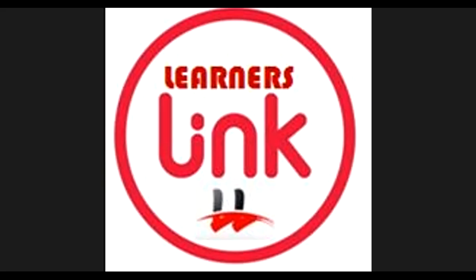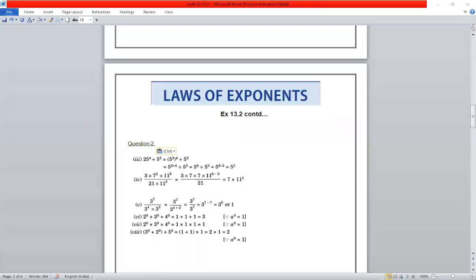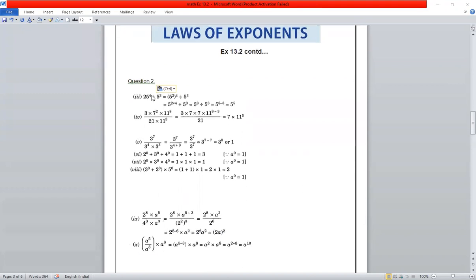Hello everyone, welcome back. In our previous session, we started exercise 13.2 and solved a few questions from it. Let us continue the exercise. Exercise 13.2 contains the solutions for problems based on laws of exponents. Last class we went up to question number 2. Let us continue with the next question.